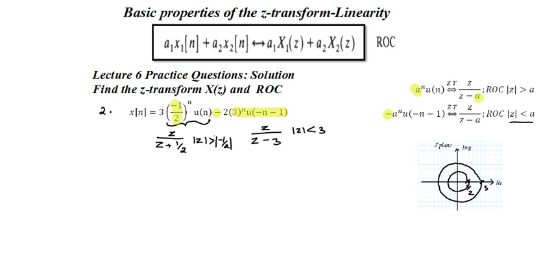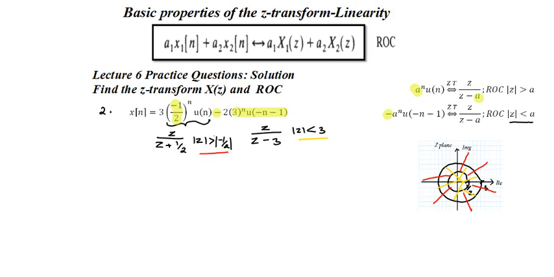And an important point: the first part is greater than 1 by 2, means outside the circle with radius 1 by 2. And another portion is less than 3, means inside the circle. Inside the circle, the common area you can see is again a ring from 1 by 2 to 3. So both signals overlap from 1 by 2 to 3.